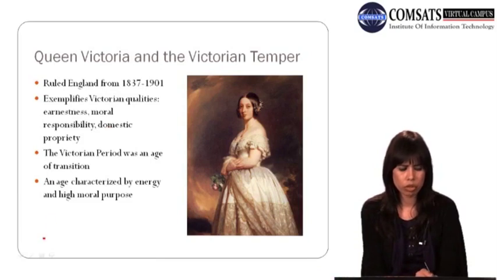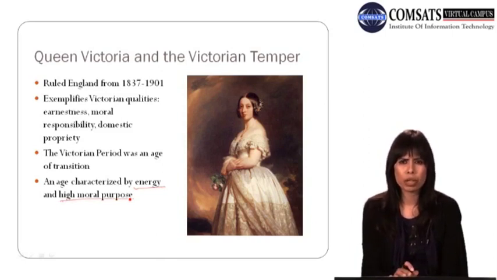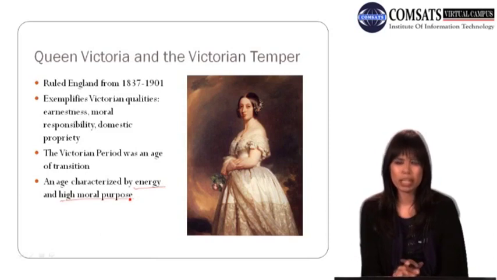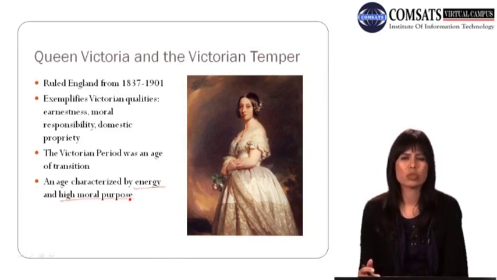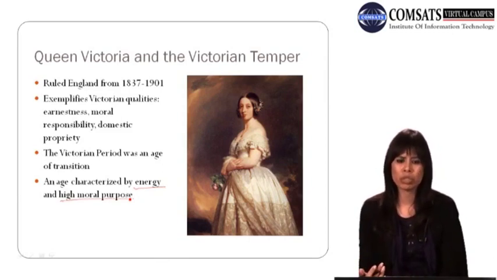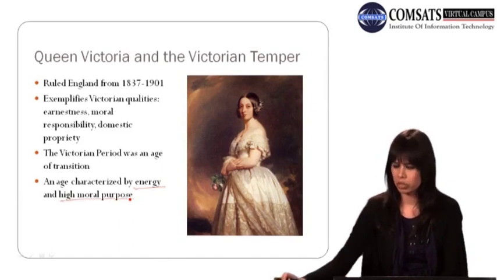This is an age of energy and high moral purpose. How is this energy? Because industrialization was at its peak, and technological developments and advancements were at their peak. You can say it was an age of high moral purpose as well. So by keeping in view the concept of energy and morality, we'll analyze and comment on some of the works of the Victorian age.